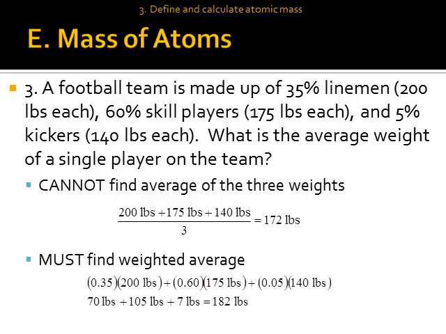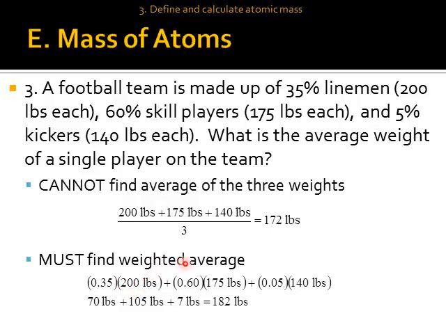So here's how we do that. What we do is we take the abundance of each position. Notice here, 35% linemen. We turn that into what we call the relative abundance, or the decimal form of the percent. So 35% is 0.35, and we multiply by the value. And for the linemen, they weigh 200 pounds apiece.